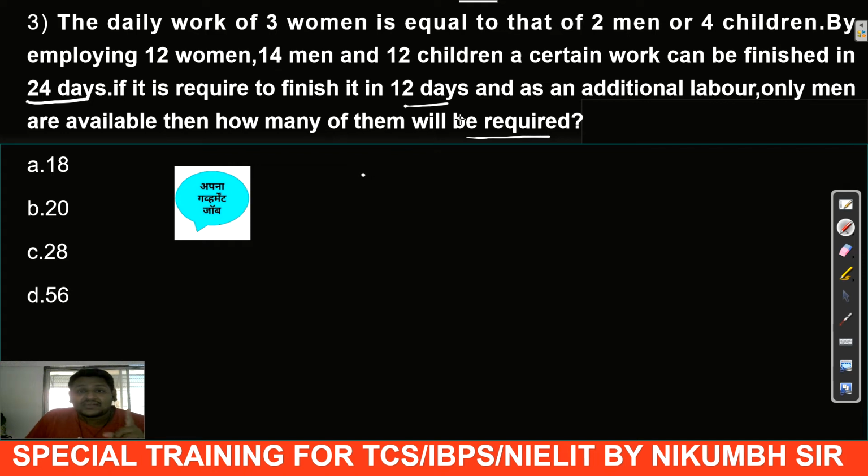Now see, the daily work means efficiency. So 3 women is equal to 2 men, which is also equal to 4 children. W for women, M for men, and C for children. Now the efficiency: 3 women is equal to 2 men, meaning whatever work is completed by 3 women in a day, the same work is completed by 2 men. Similarly, whatever work is completed by 3 women in a day, the same work is completed by 4 children in one day, simple efficiency.